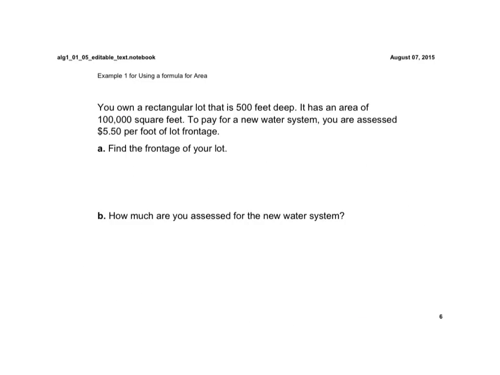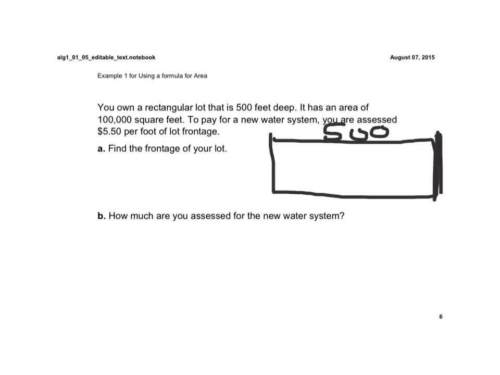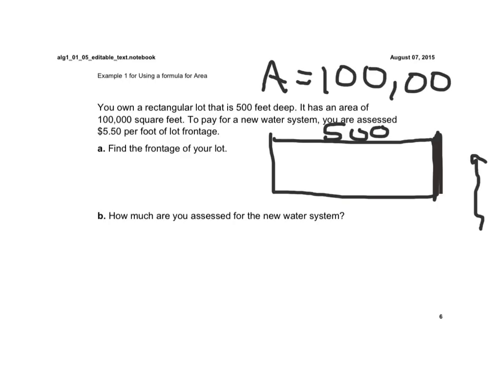Now another example. Now this one, we have to kind of draw a little picture here. Here's our lot, and it says it's 500 feet deep, and this is our frontage right here. Okay, that's our frontage. So if you're driving by, here's the road that you'd be driving by, and so this is the front of the lot, and it's 500 feet deep. And the area of this is 100,000 square feet. And so what we need to first do is they want us to find that width.